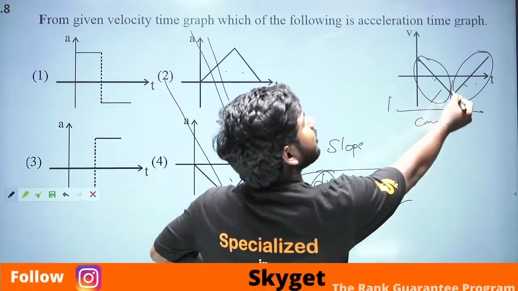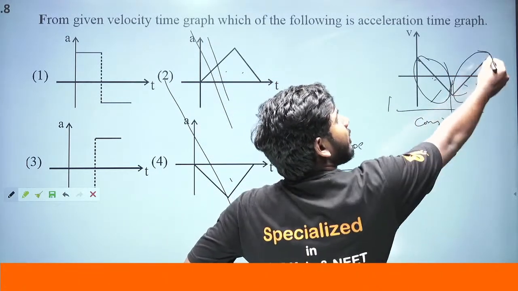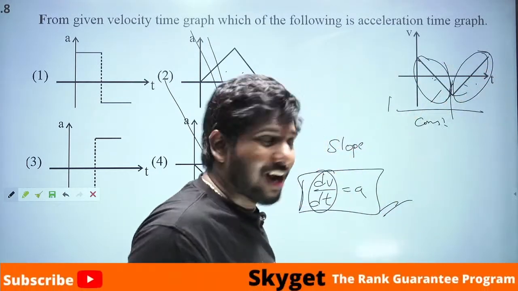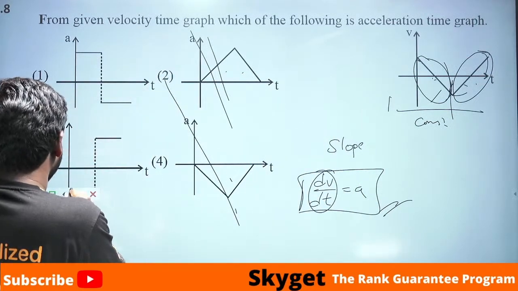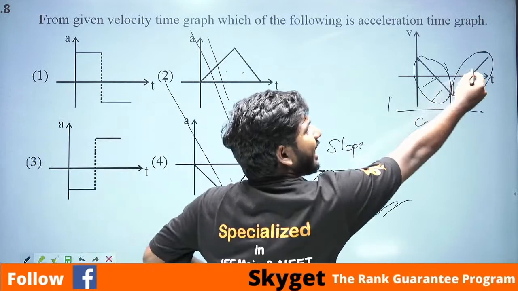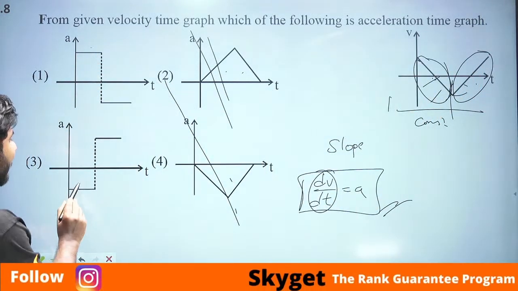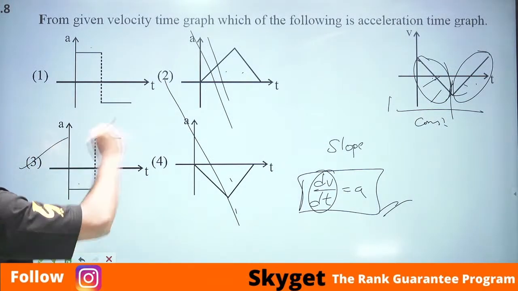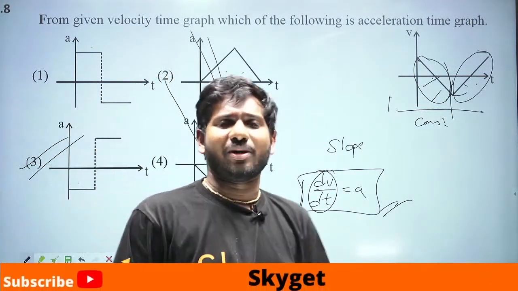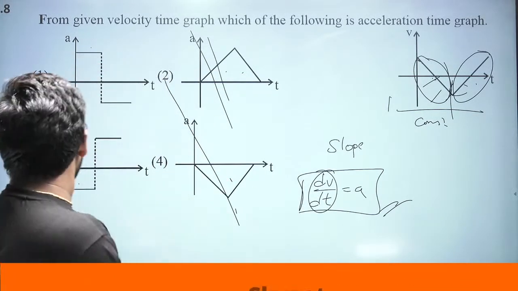Now what is the slope here, students? This is a negative slope which is constant. What is the slope here? This is a positive slope which is constant. So the first should be the negative slope, the second should be the positive slope. Here first is positive, second is negative. Here first is negative, second is positive. There is no need of solving any equation, students. Just by your basic understanding you will be able to solve it.